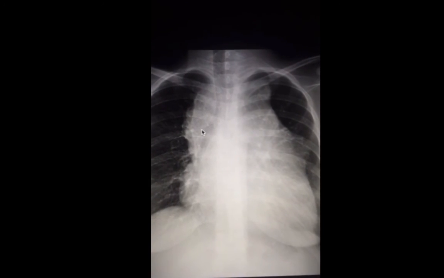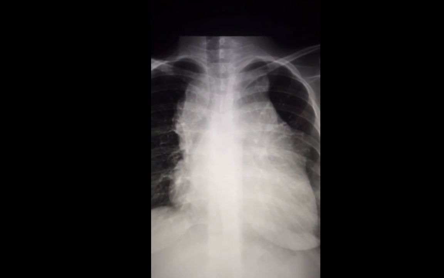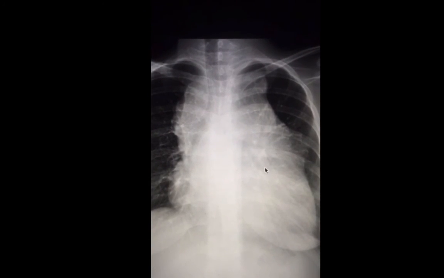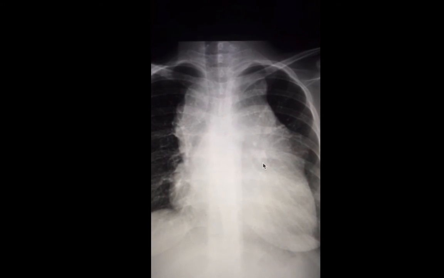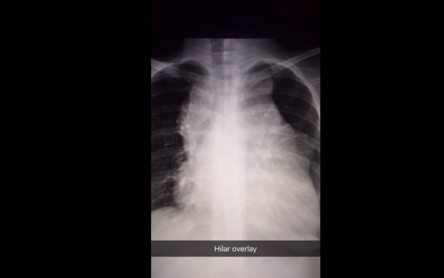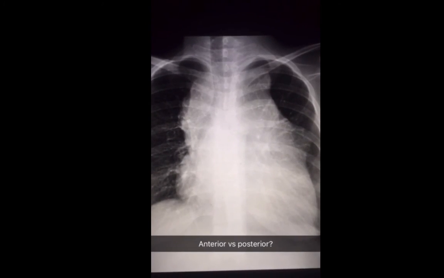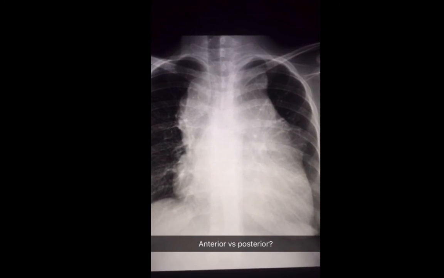It's important to decide whether you think this abnormality is in the anterior mediastinum, middle mediastinum, or posterior mediastinum. Since you could see the hilum and the vascular hilar markings through the abnormality, this suggests that it's very anterior or very posterior. This is called the hilar overlay sign, meaning that the abnormality is not arising from the hilar region or from the middle mediastinum.